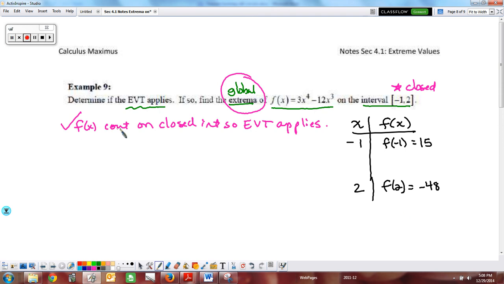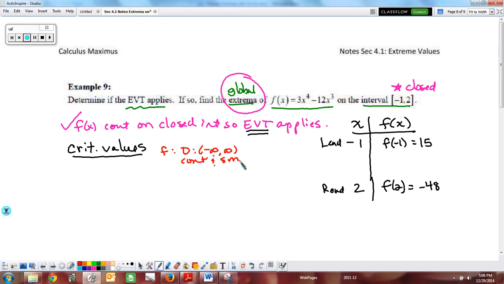So I figure out that we have a continuous function on a closed interval. I'm using EVT, so I immediately do my left endpoint, and then my right endpoint. Then I say, all right, the only other place where I might have global extrema would be at my critical values. Again, I'm going to use prior knowledge: this is a polynomial. F has a domain of negative infinity to infinity. It's continuous and smooth. So at that point, I know I'm pretty much looking for f prime of x equal to 0.